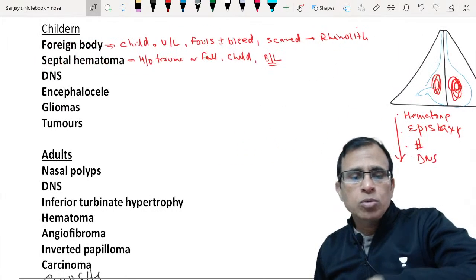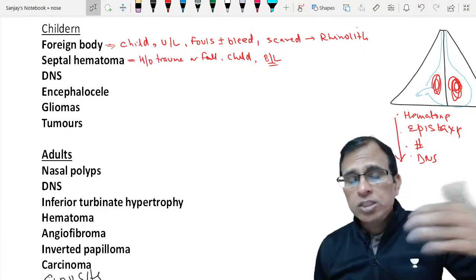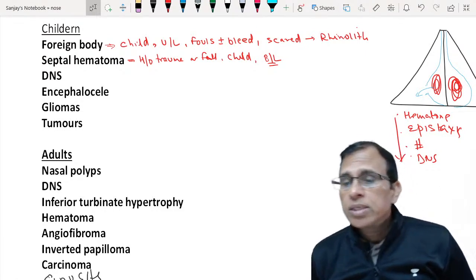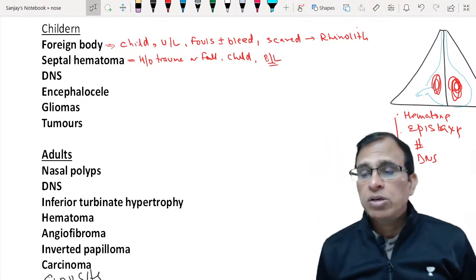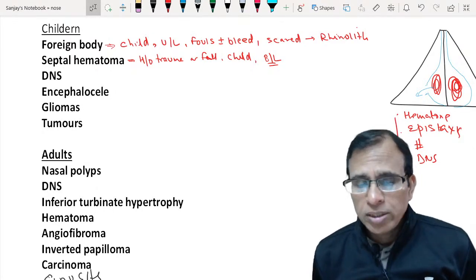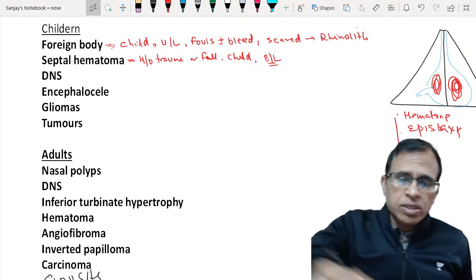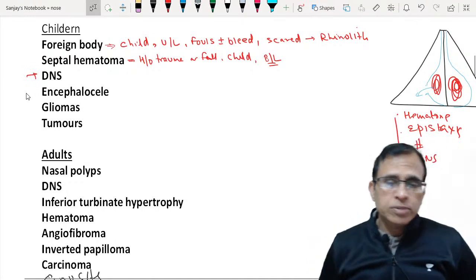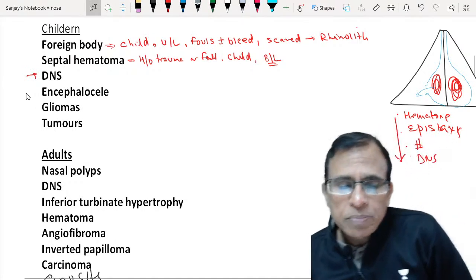So one of the things is hematoma. We are not talking about the rest of it. This topic is about nasal blockade. See, epistaxis and fracture may not cause nasal blockade. DNS can, but DNS we have discussed. Our next topic is DNS, so we'll talk about that. So this is the main thing.